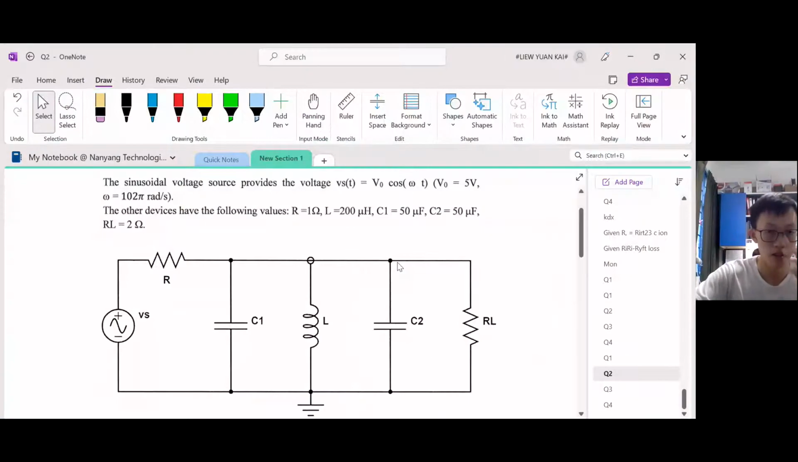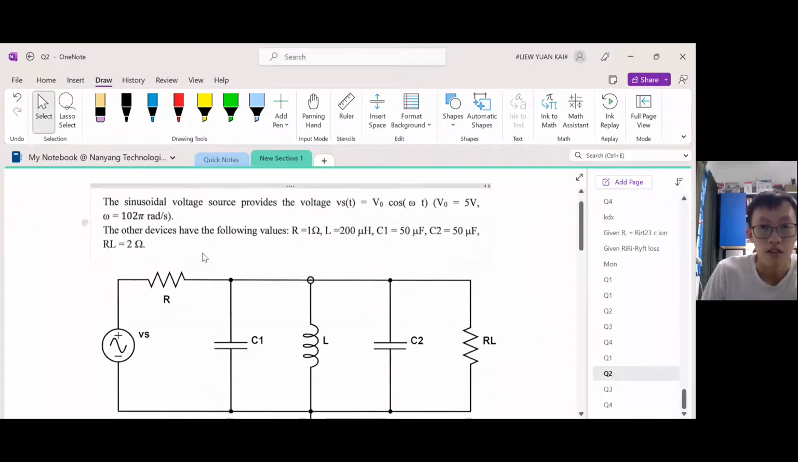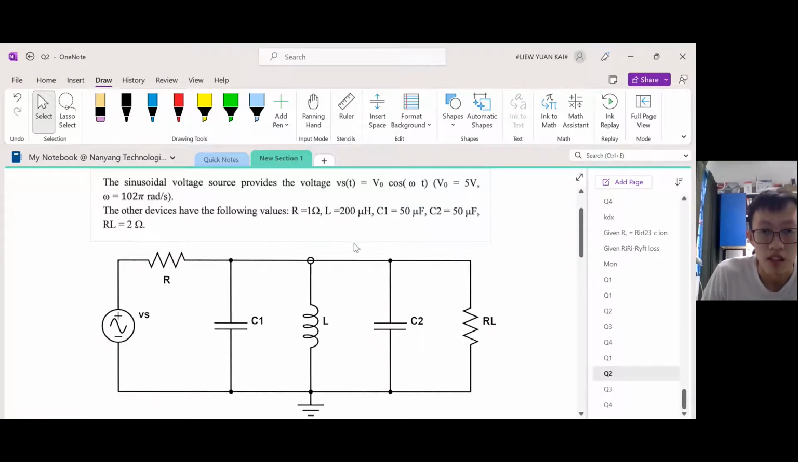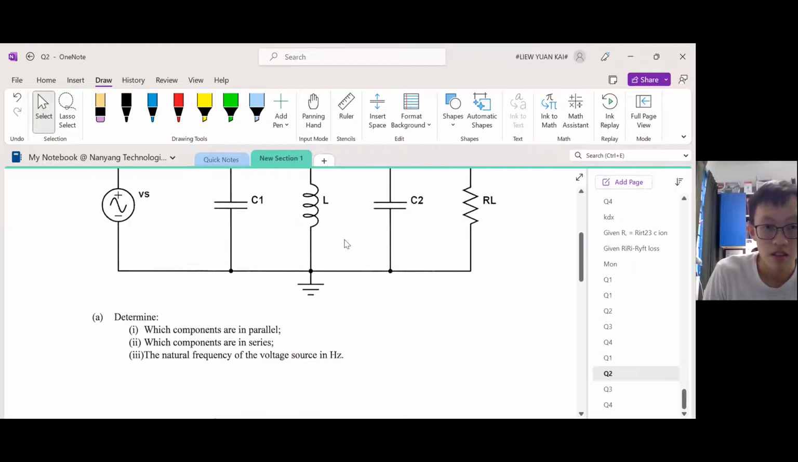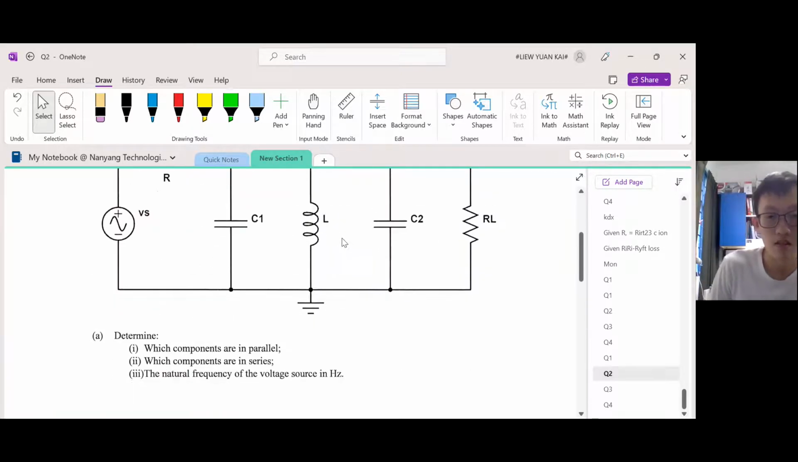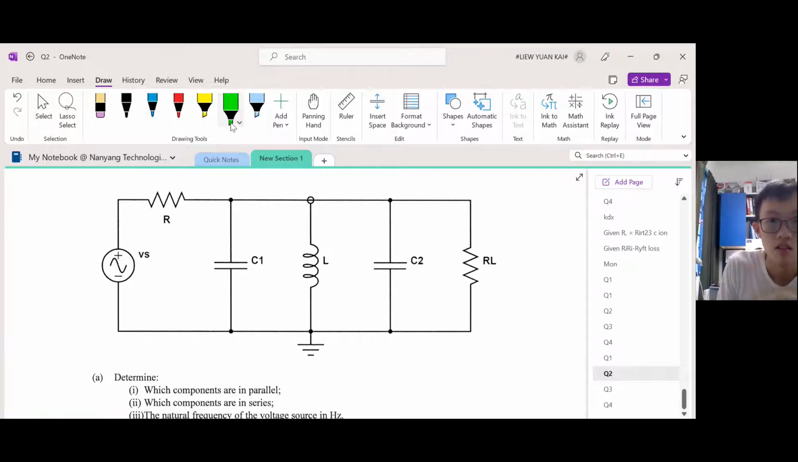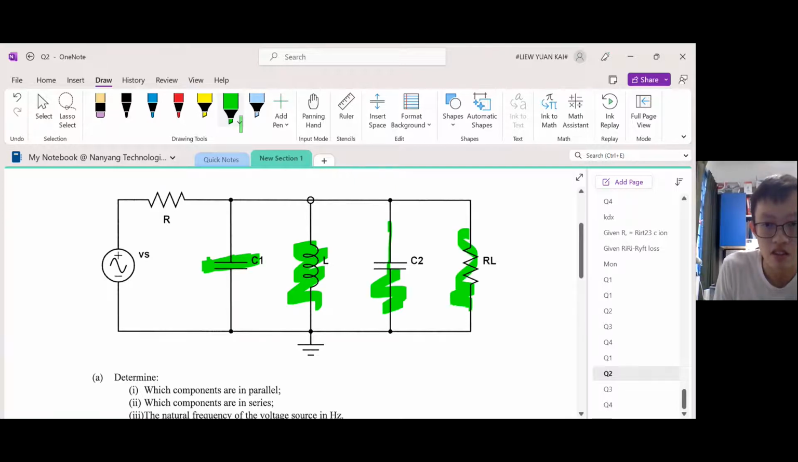Okay. Next question. Sinusoidal voltage source, blah blah blah. They give us some values, and then these devices determine which components are parallel, which are in series. So I think it's very obvious to see who is parallel, who is series. This is parallel to this, is parallel to this, is parallel to this one. Okay, so these are parallel to each other. C1 parallel to L, it's parallel to C2, it's parallel to RL.